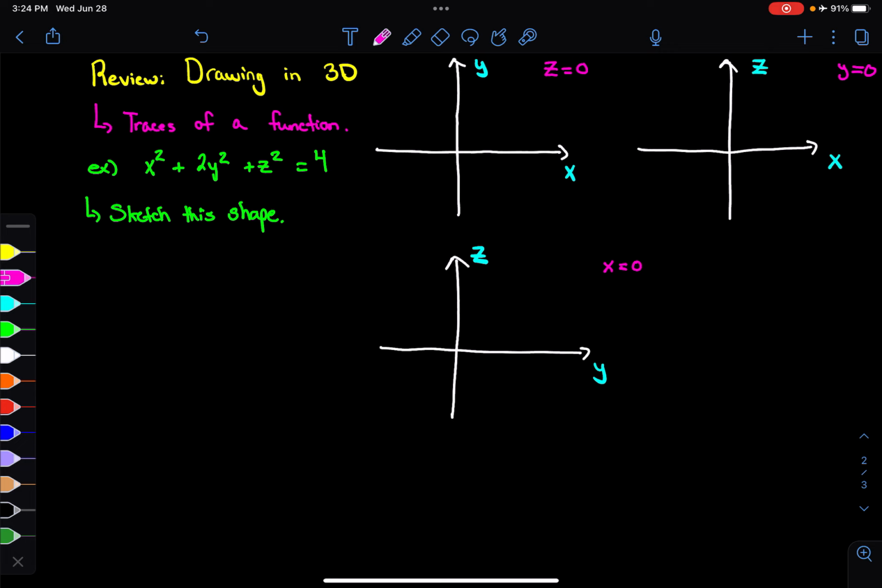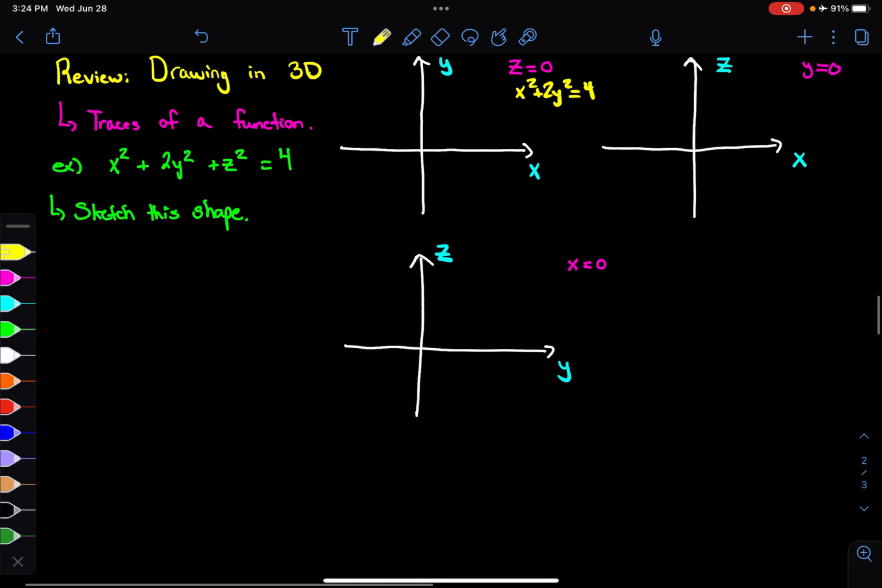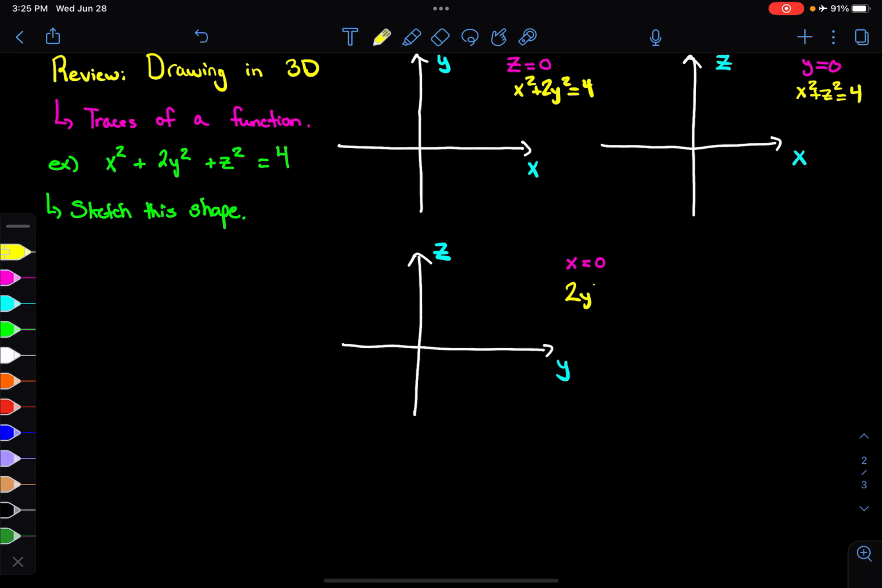That means we've taken our view of this and we're turning it to the side and saying, what do we get? For instance, if we are looking at the case when z is 0, then we are dealing with drawing x squared plus 2y squared equals 4. If we're looking at y equals 0, then we're looking at x squared plus z squared equals 4. And if we look at when x is 0, we get 2y squared plus z squared equals 4, like so.